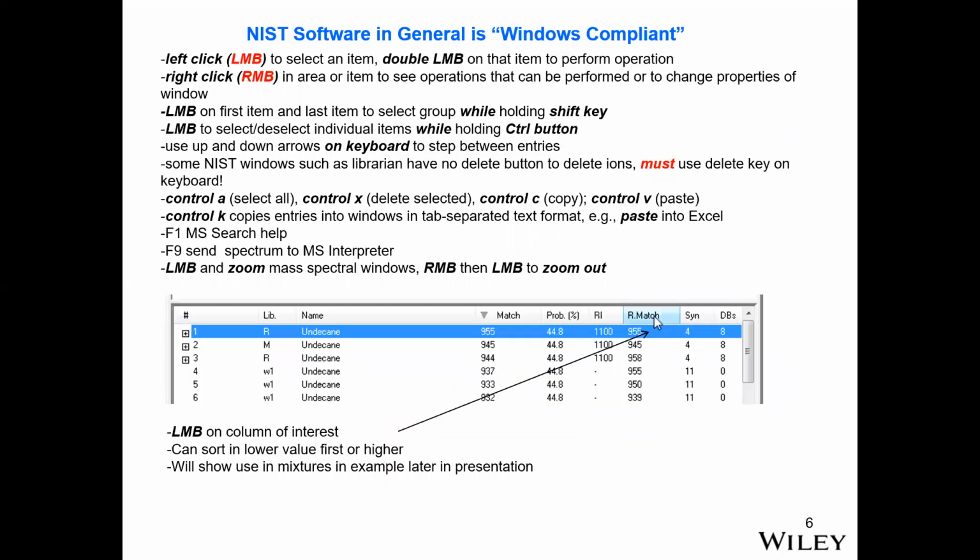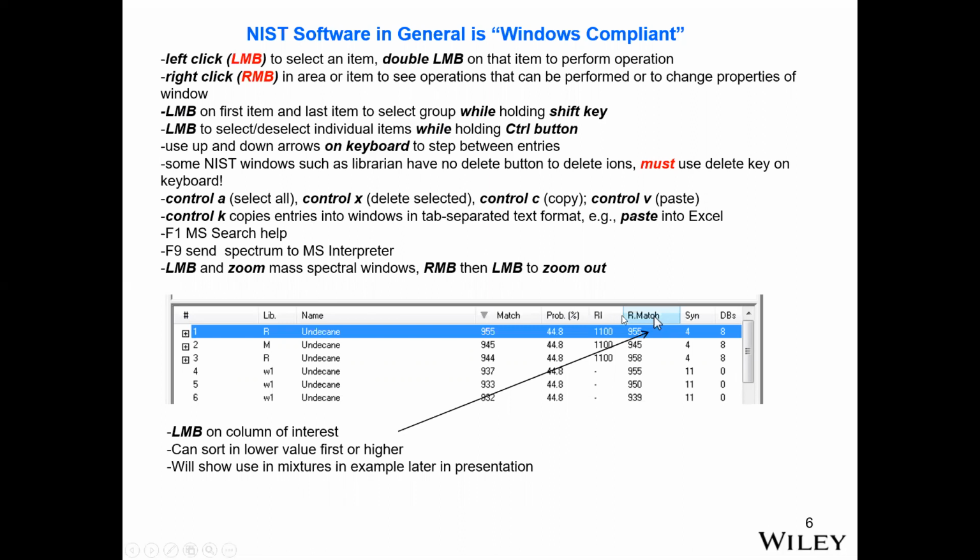There are a lot of Windows-compliant things that apply to the NIST software, which is good. Anything that you know about in Windows usually applies in the NIST software. One we'll be talking about today, and this is the one I use a lot, is the left mouse button on the first item and last item to select a group. We'll use that to filter out some ions in a spectrum, but it's good for sending things to different windows, for copying things in to make your own personal library, etc. So it's a very handy command.